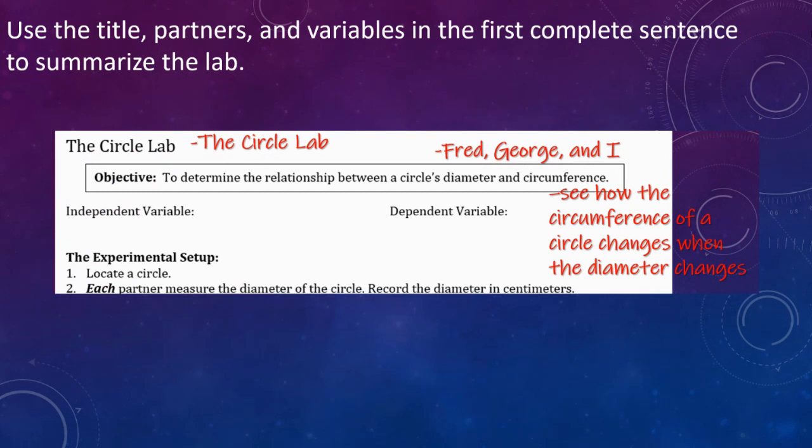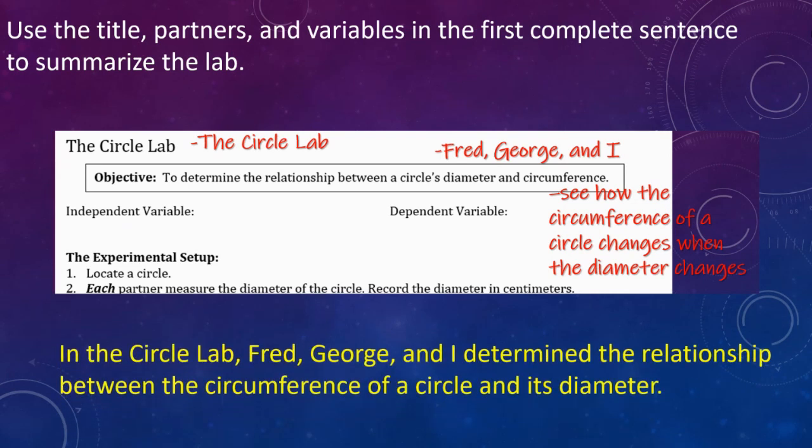So the first sentence uses the title, partners, and variables in the first complete sentence to summarize the lab. Check back with your annotations. Use those annotations to craft your first sentence. So here's an example. In the circle lab, Fred, George, and I determined the relationship between the circumference of a circle and its diameter. That sentence sets up the whole summary.